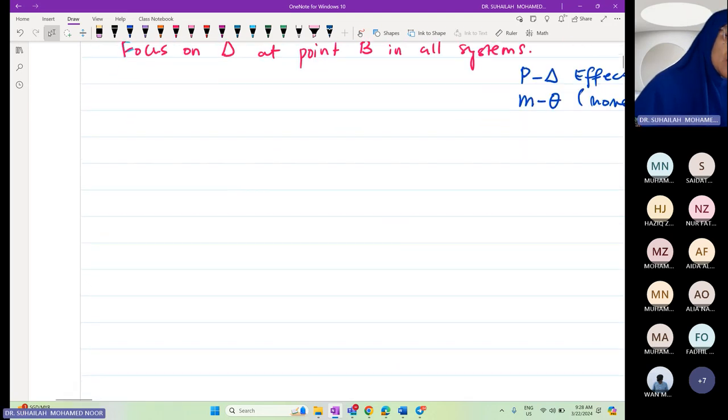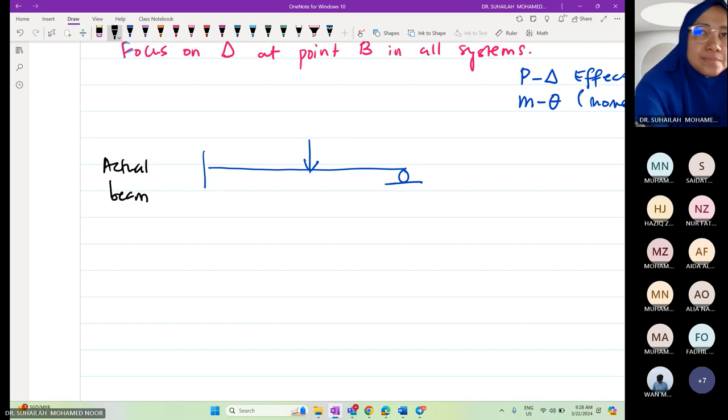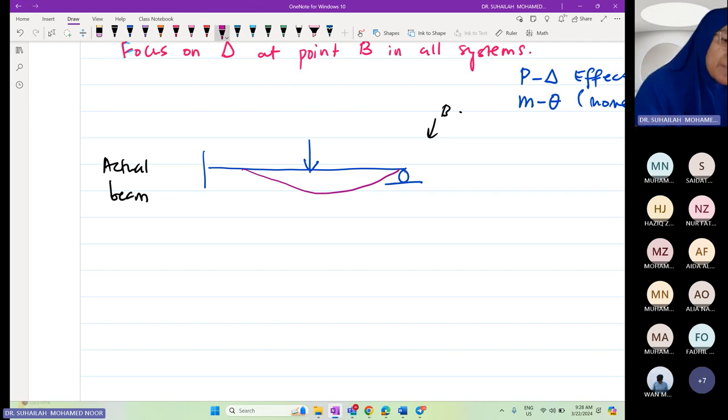Okay, so dia macam ni. Okay, we have, this is actual. This is actual beam. Okay, kita fokus pada point B ya. Point B. Where displacement, bila kita draw deflected shape, dia akan jadi macam ni. Displacement. Okay, this is actual beam.